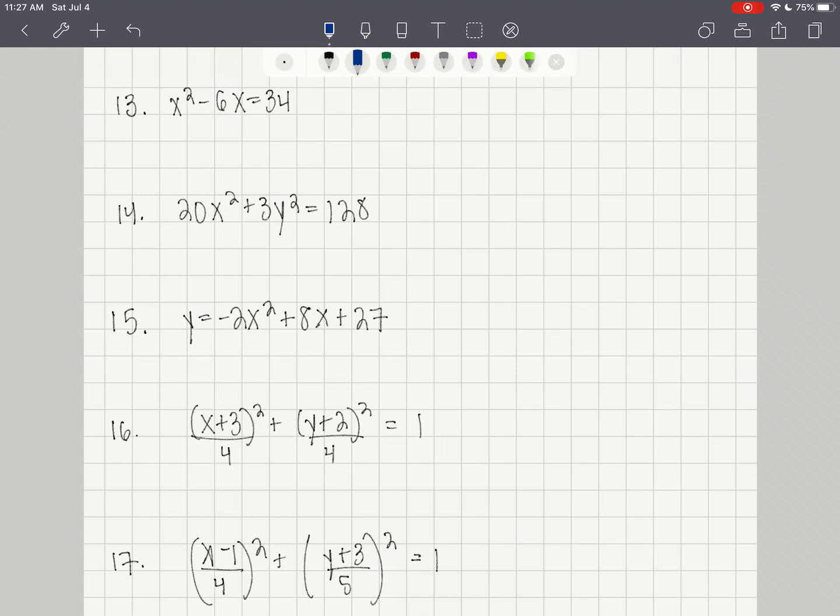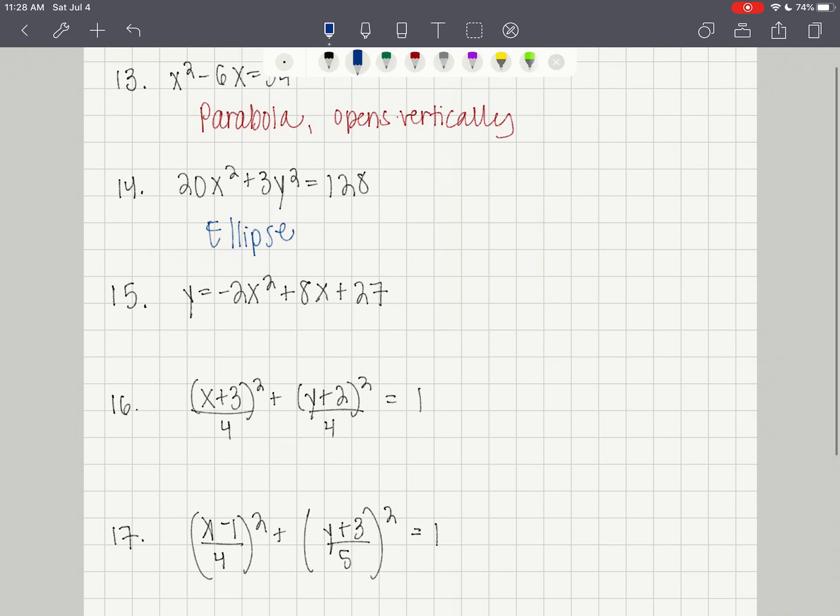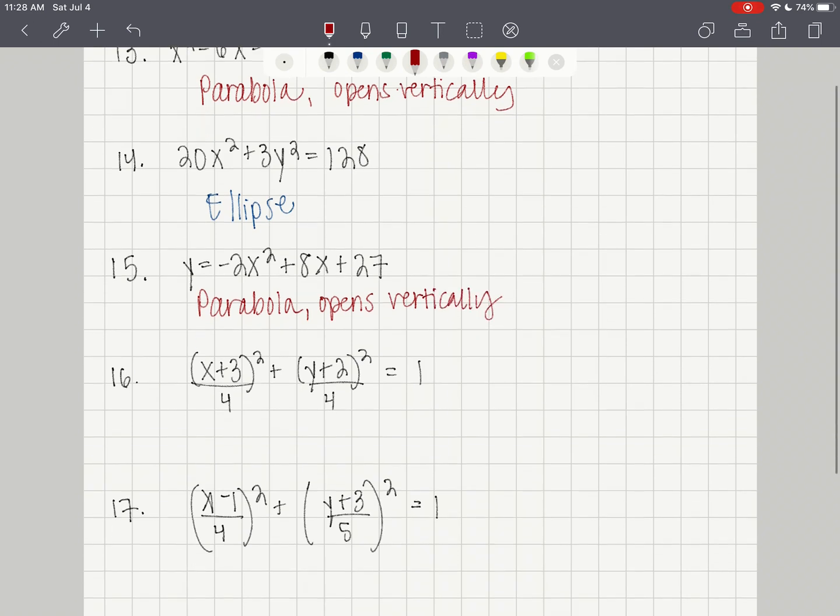Number 13 is a parabola. Parabolas I've been writing in red just because they're different. And it opens vertically. Number 14 is an ellipse. Number 15 is also a parabola. And this one also opens vertically. Now number 16 and 17, a little interesting here.